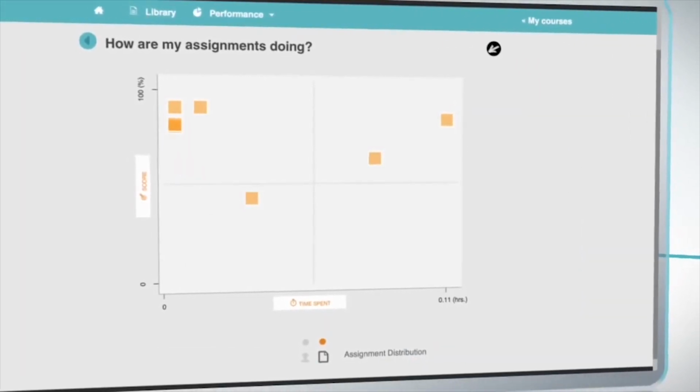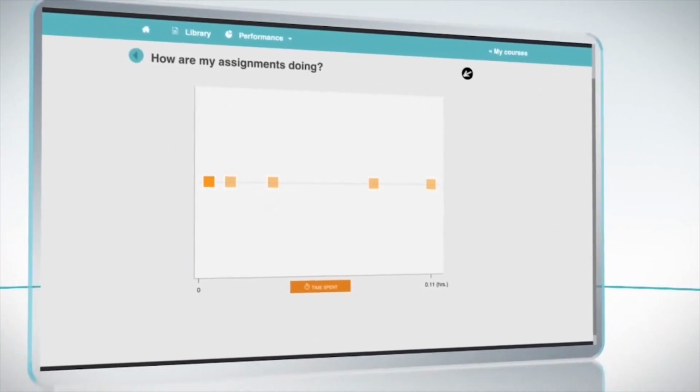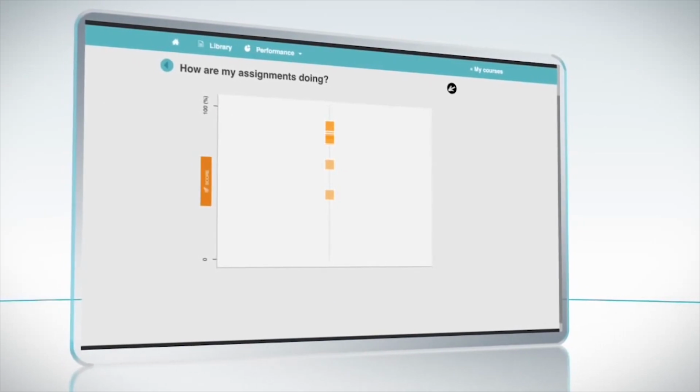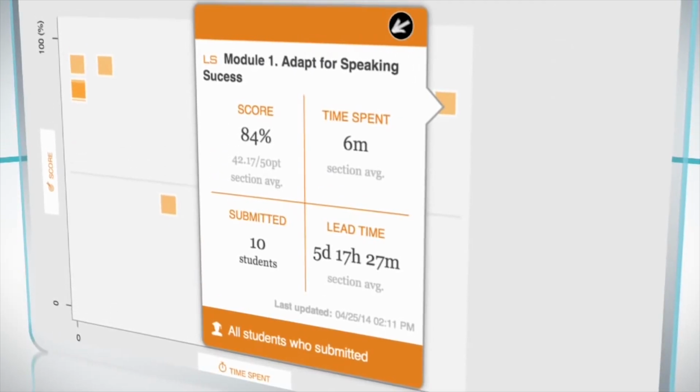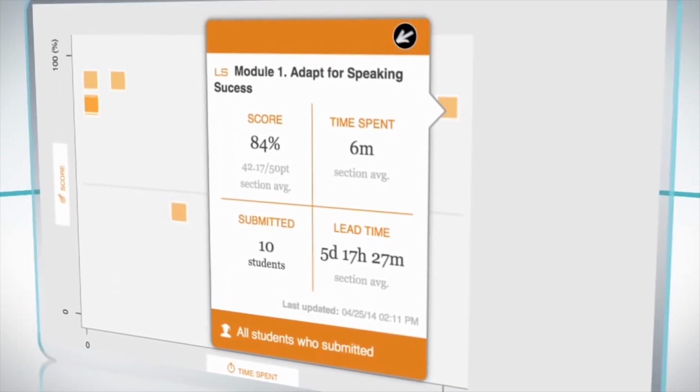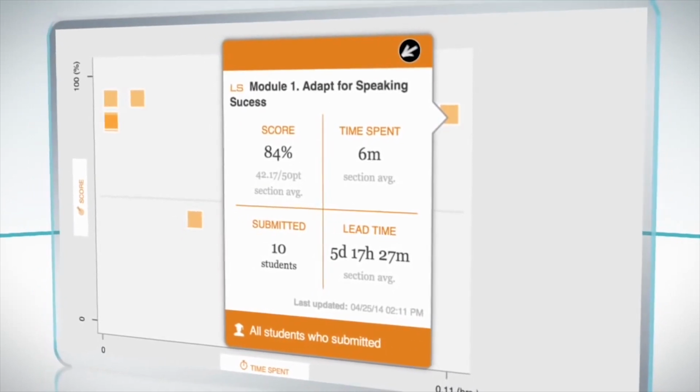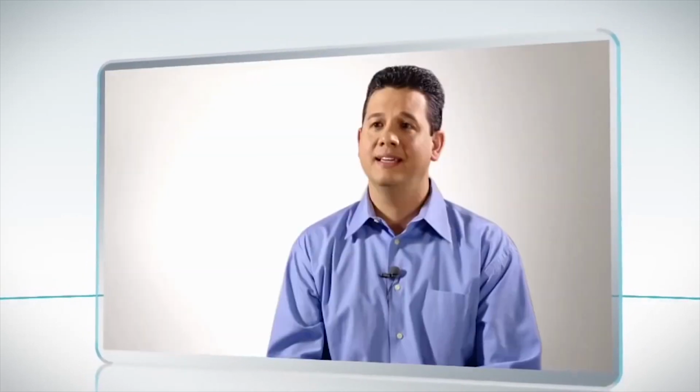How are my assignments doing gives me a broad overview of how the students are responding to the assignments generally. How is this assignment doing allows me to look into a specific assignment for the course and see how the students are doing. It allows me to know exactly where they are, how they're performing, and ultimately improve student performance. It's easy to use, and it's so powerful.